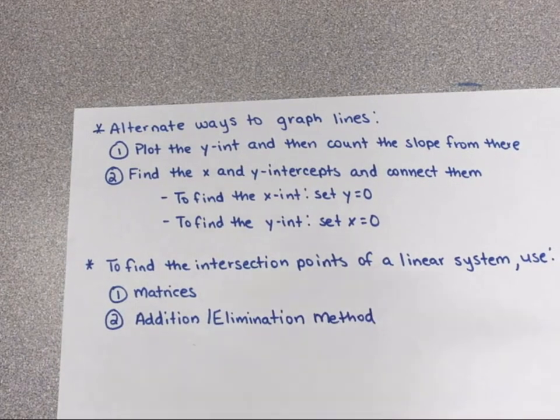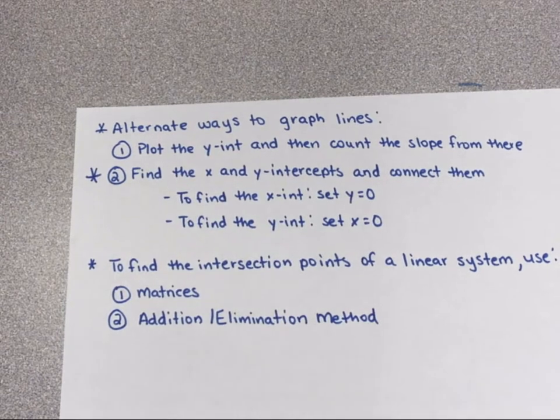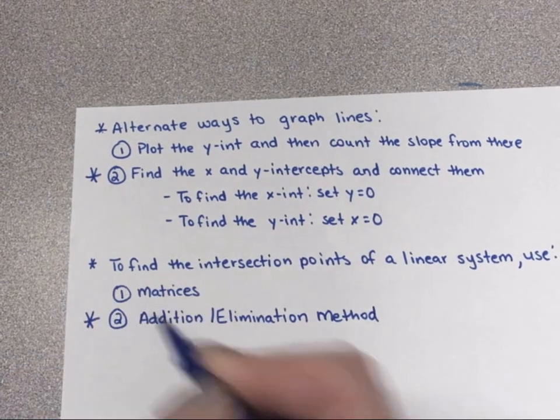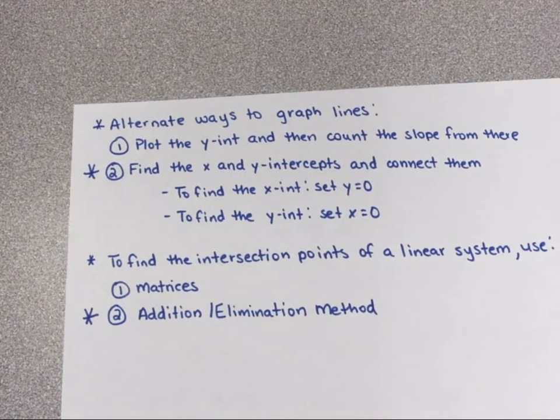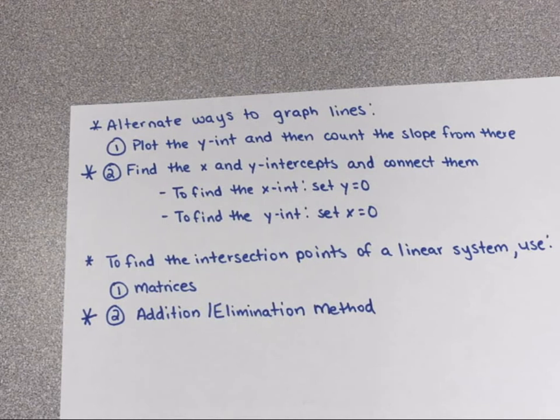So moving forward to next class, we're going to focus on graphing with X and Y intercepts. So notice I put a star by that one. And we're going to focus on finding intersection points using the addition and elimination method because I think it'll be a little bit quicker. Okay, so there's always more than one way to do something. Okay, so we're going to transition away from necessarily counting the slope and the y-intercept.